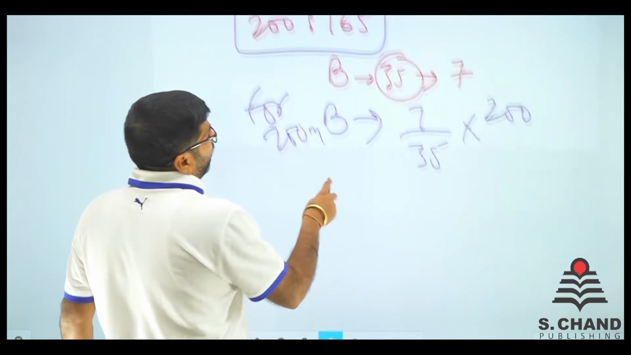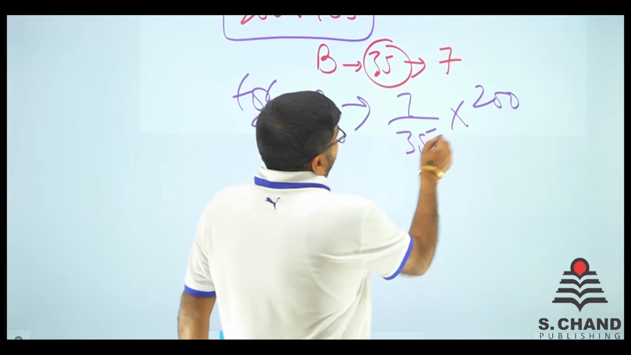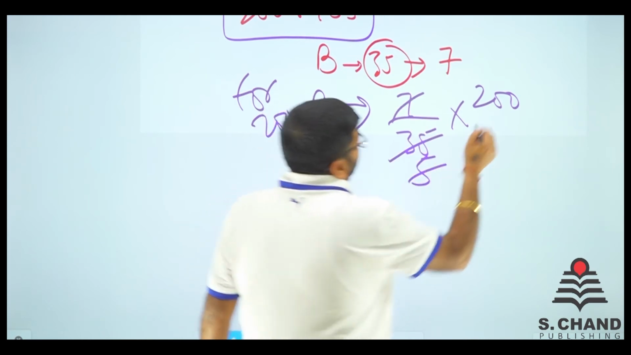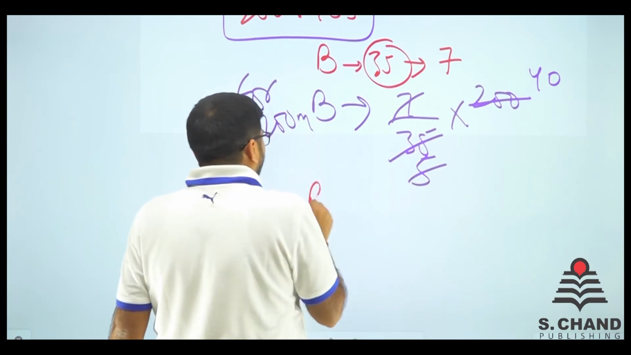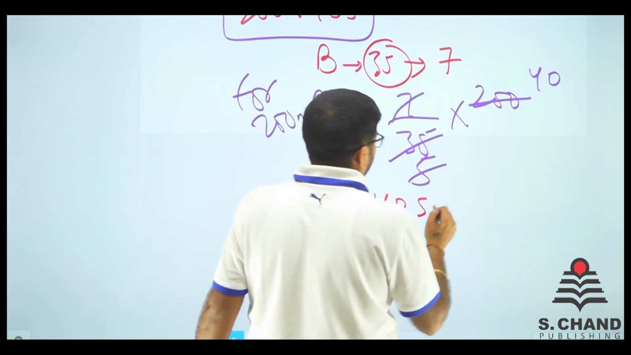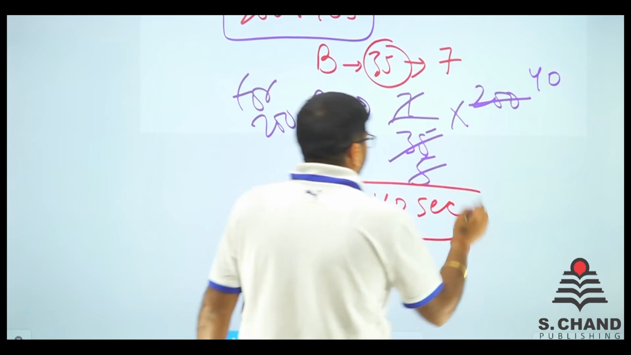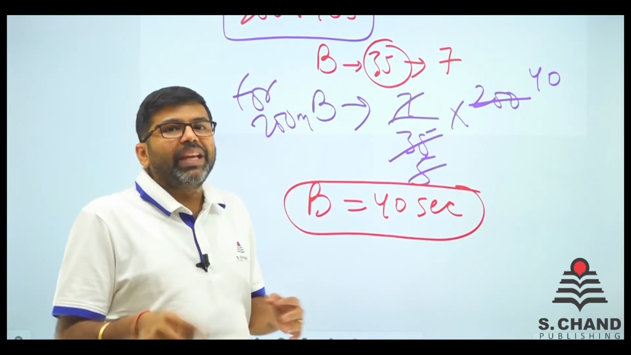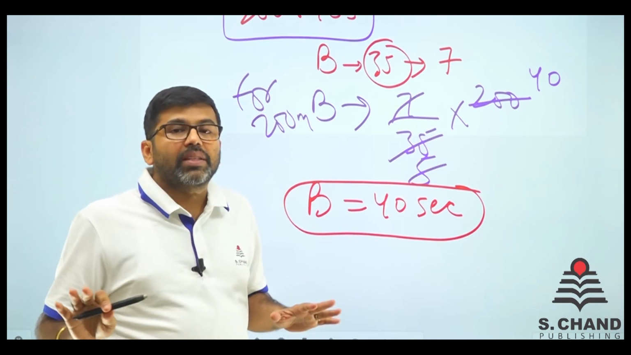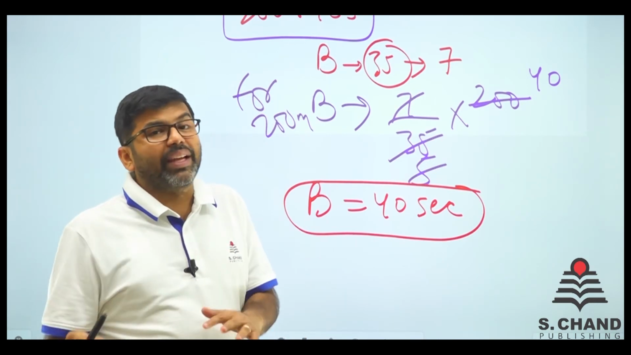पहले इसको easily calculate कर लीजिए बॉस. This is 5 and this is 40. So B took 40 seconds to complete the race. Now A beat B by 7 seconds. A ने B को 7 seconds से हराया.